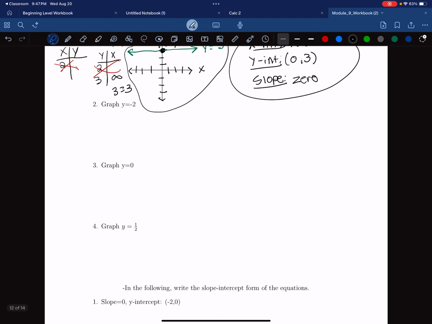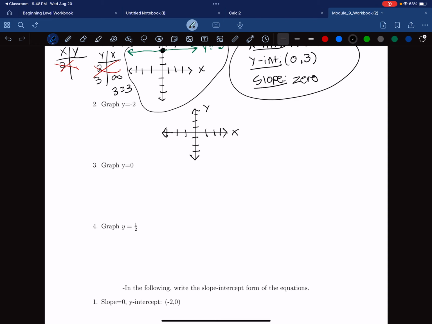Looking at example 2, I encourage you to pause the video and try this on your own. And assuming you have given it a go, let's work through it. So this is our x, y axis. We're graphing the equation y equals -2.